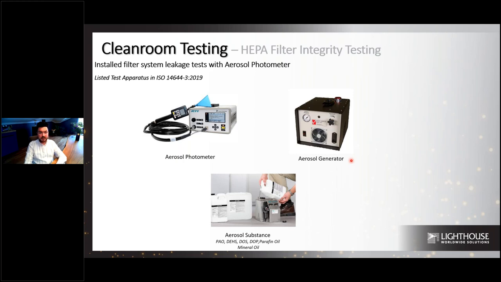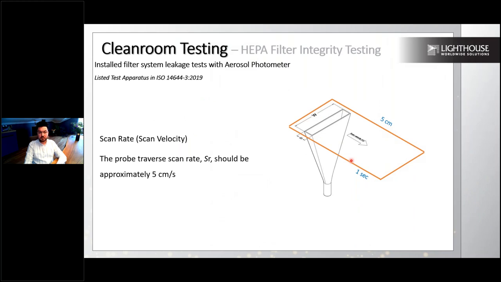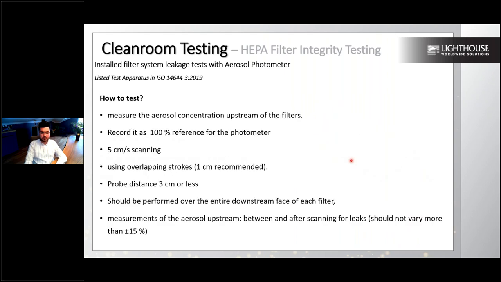This will be verified, and you will be scanning the filter surface with a certain scan rate, which will be approximately 5 cm/s. And how do you test with the aerosol photometer? First, you have to measure the aerosol concentration upstream of your filters, which means how many aerosols you are injecting into the system in order to challenge your HEPA filter. Keep in mind, when you're using an aerosol photometer, sometimes you overcharge your HEPA filters. So make sure you're providing enough aerosols to obtain 100% reference as the upstream value, then record it.